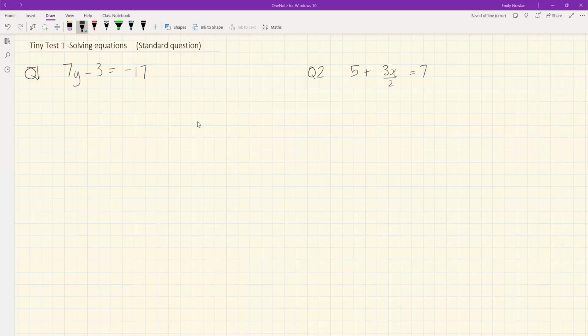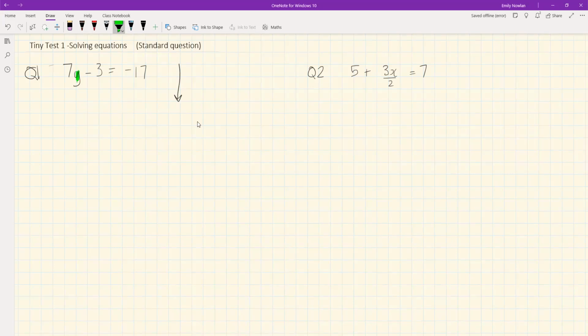Let's do a tiny quiz, tiny test. We are going to solve equations, the most standard, straightforward questions that you get. So we have 7y minus 3 equals minus 17. And the first thing you want to do is ask yourself, what happened to the unknown? What happened to the y? So let's have a go.